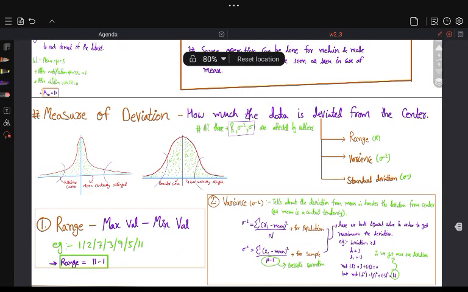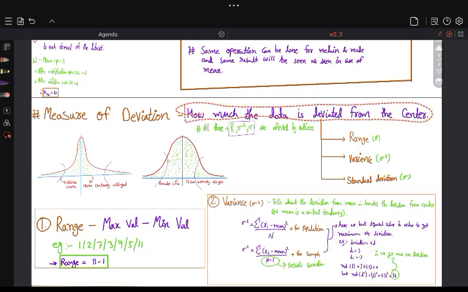The measure of deviation. What is the measure of deviation? It is the fact of how much the data is deviated from the center. It is directly opposite to the first fact that we saw, the measure of central tendency. In the measure of central tendency, we saw how much the data is cluttered. The more the data is cluttered, the more the value of mean, median, and mode.